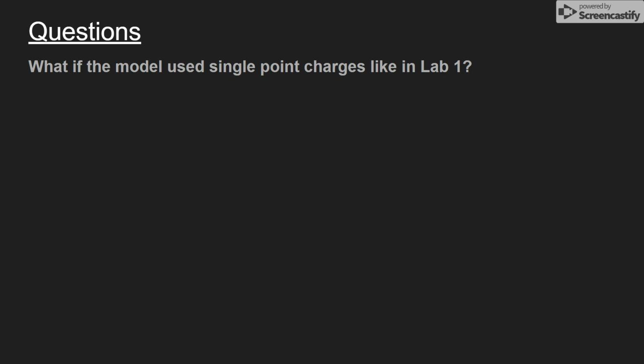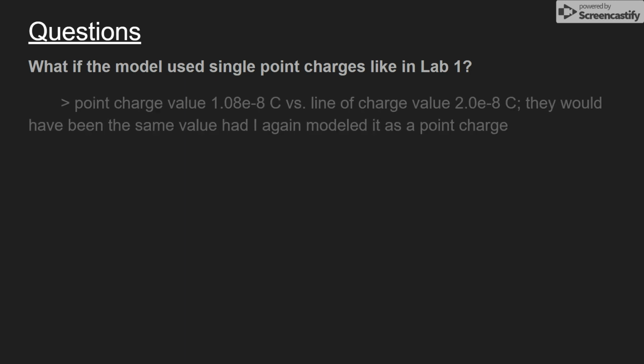So what if the model used single point charges like in lab 1? Well, the charge values would have been the same if I'd again modeled it as a point charge, but we saw in lab 1 the value was about 1.08 times 10 to the negative 8 coulombs versus the line of charge value of 2 times 10 to the negative 8 coulombs.